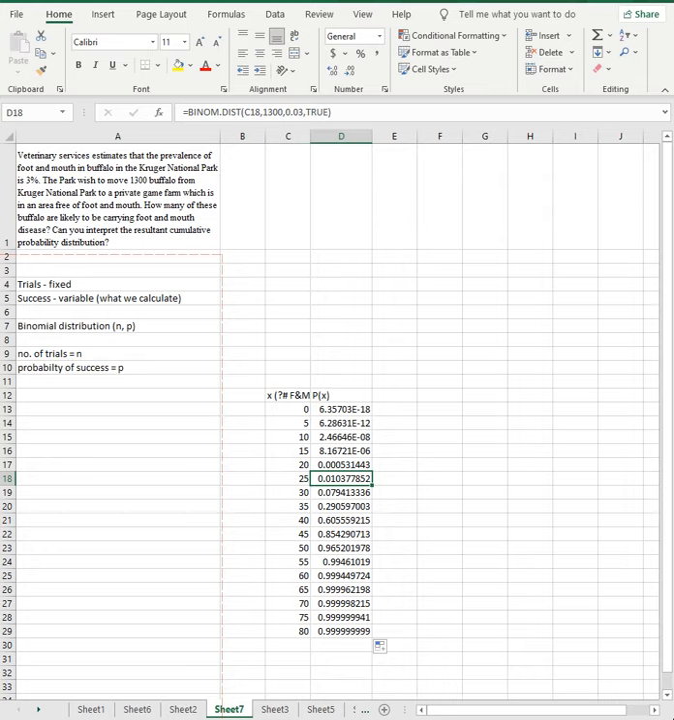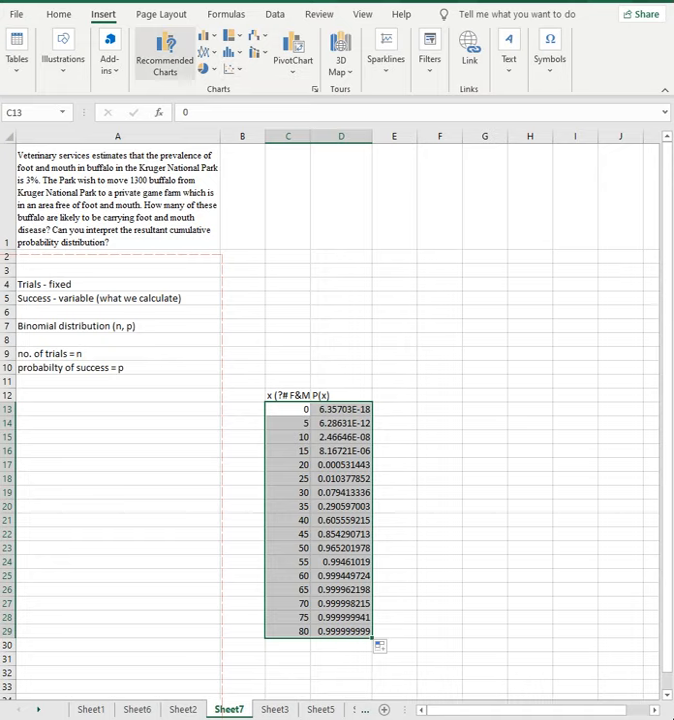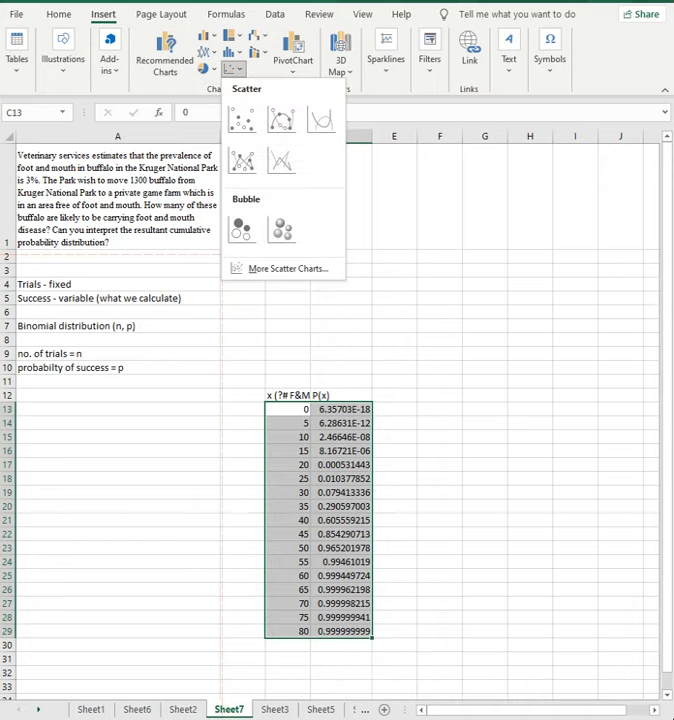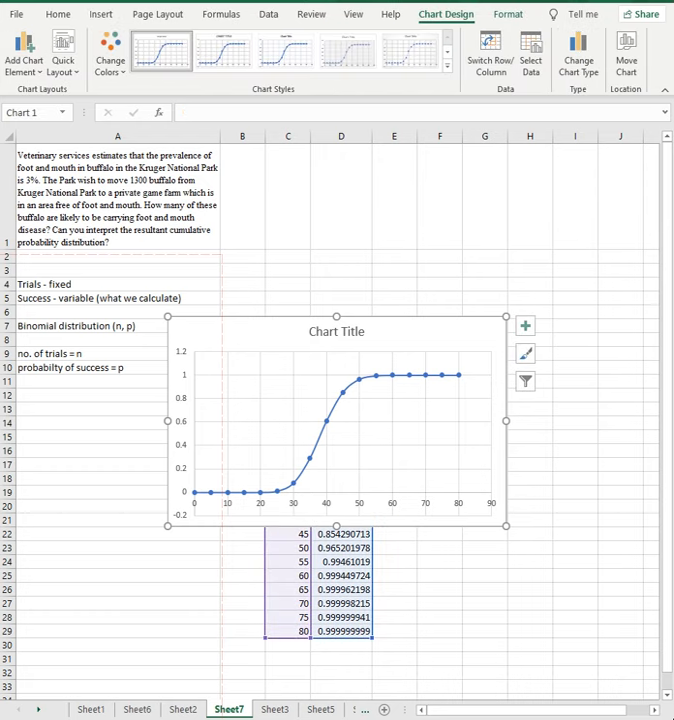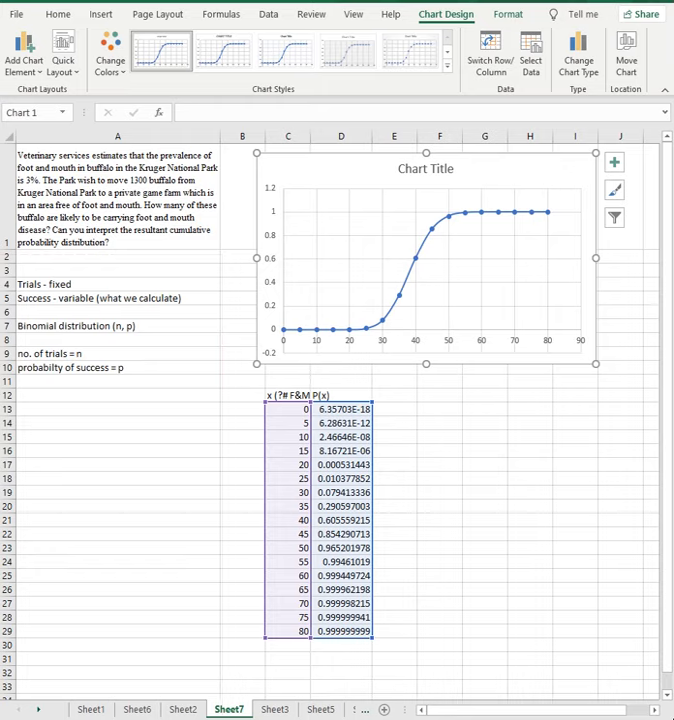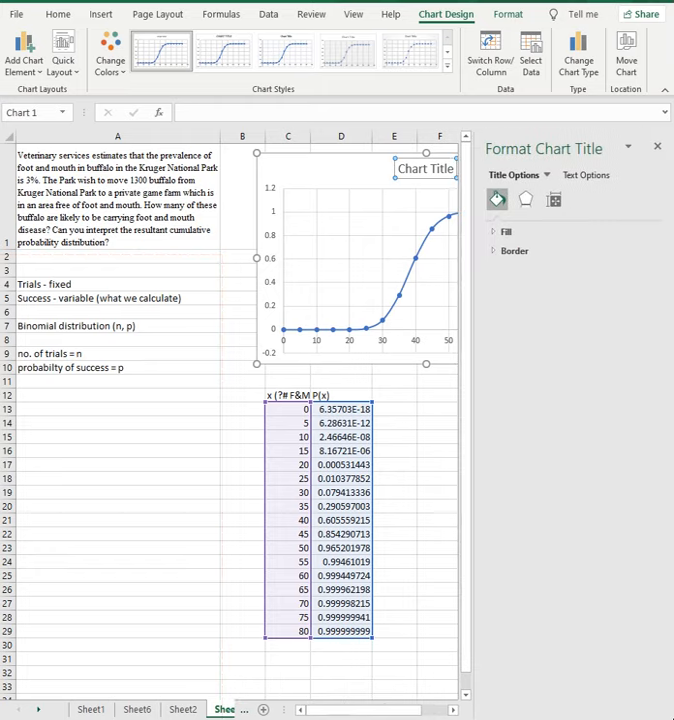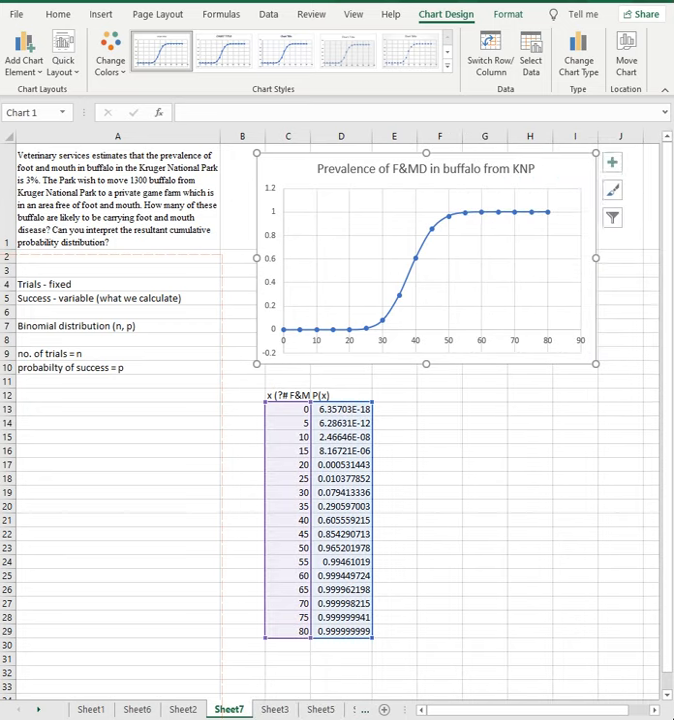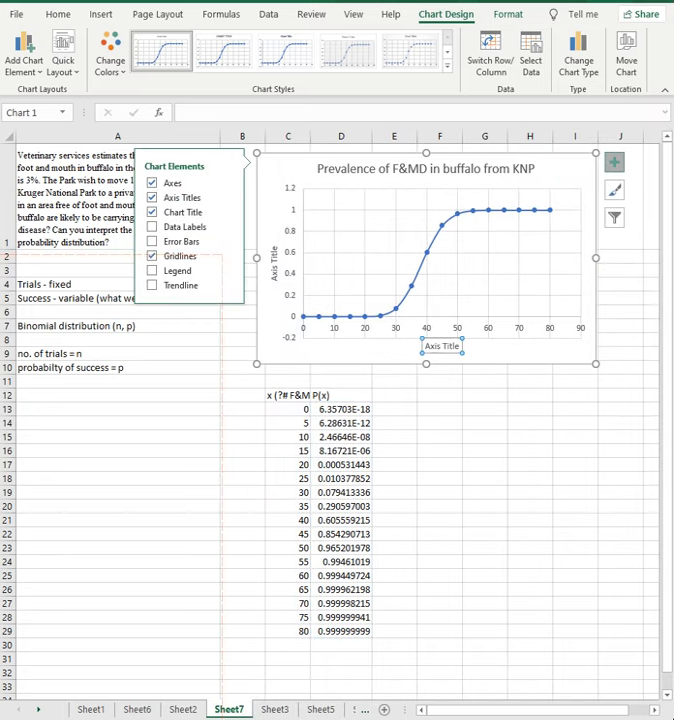But let's plug this in on a graph. So you select all of it, you go up to insert your recommended charts, or I just use a scatter plot. You can also use a histogram, that's okay too, depends what your lecturer wants. Let's rename some of these things. Let's get some away. Prevalence of foot and mouth disease in buffalo from Kruger National Park. Go away. Let's add some axis titles.